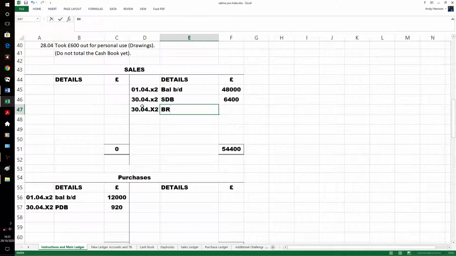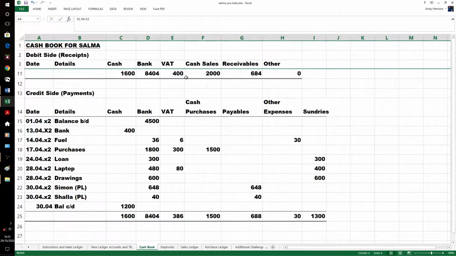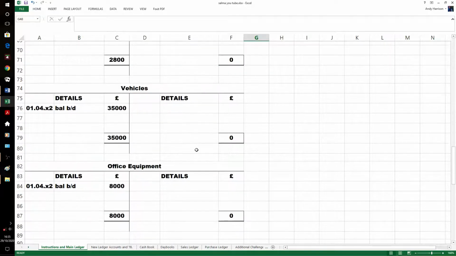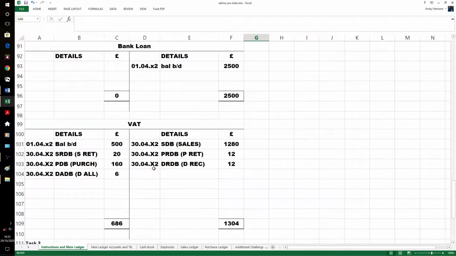So remember, we didn't do the sales. Cash book receipts, and make sure we get the right amount. 2,000 plus VAT. So it'll be the net, of course. VAT. Cash book receipt. Need to identify a little bit better than just cash book receipt. 400, and we've done the 2,400 in our cash book.